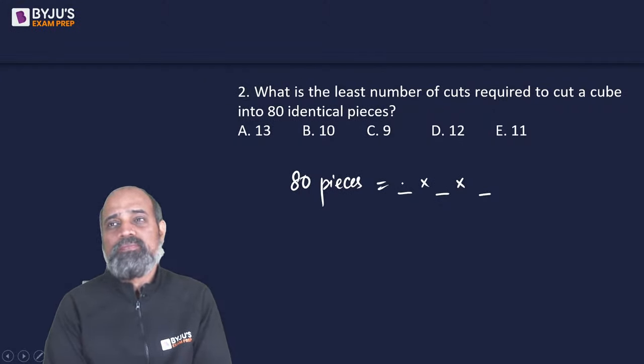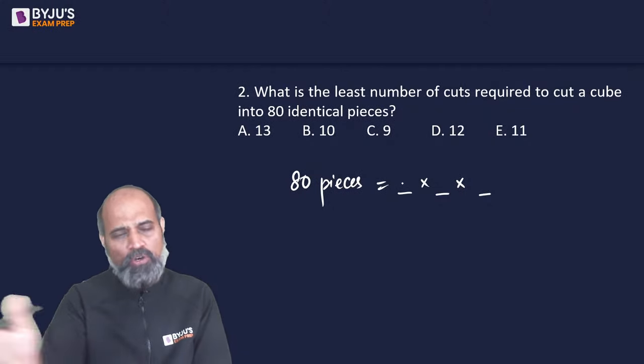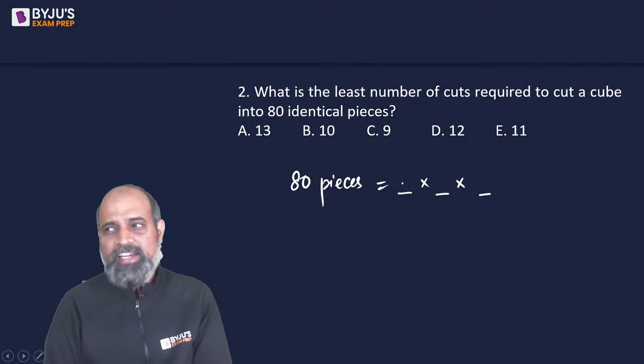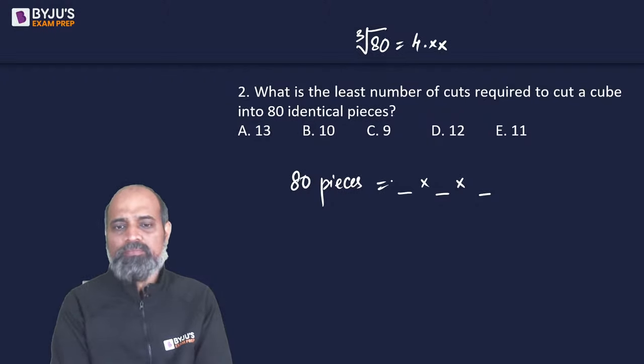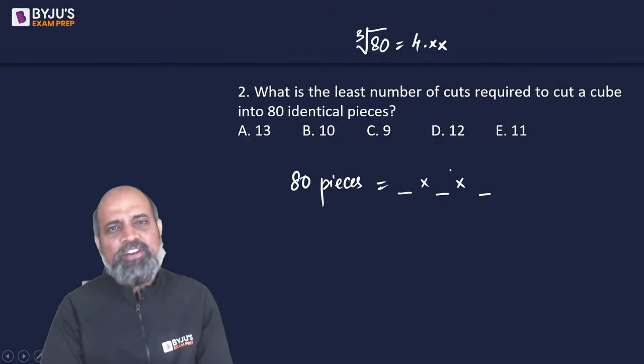So let's take the cube root of 80, assuming that all the three numbers are the same. Cube root of 80, I have no idea. Cube root of 64 is 4. So cube root of 80 will be 4 point something, right? So all the values should be in and around 4.